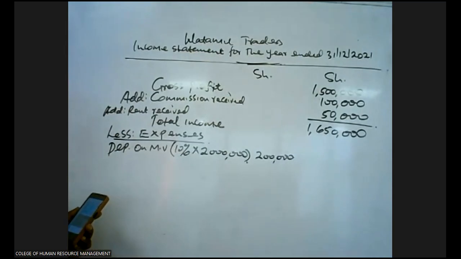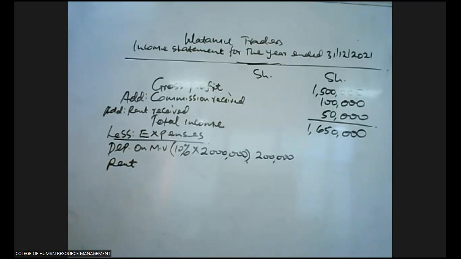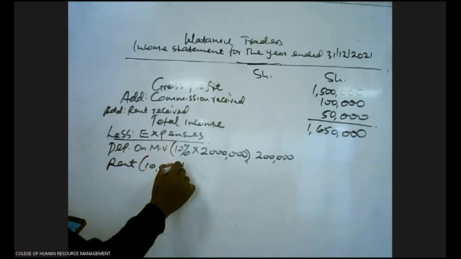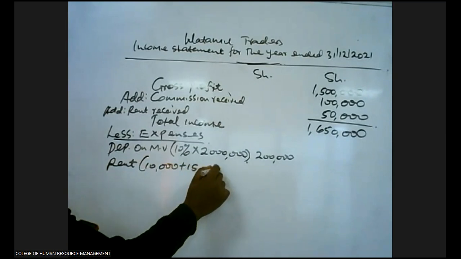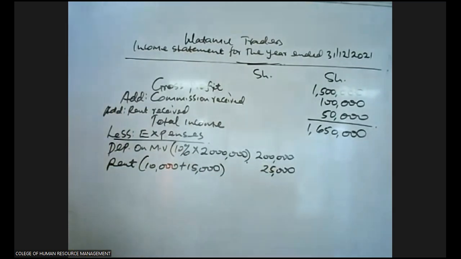The other expense is rent. I'm still handling the additional information so that I can adjust whatever we have. Rent outstanding is 15,000. So you go to the trial balance. How much was the rent that was paid? We paid 10,000, and 15,000 is outstanding. So the total rent payable that year was 25,000. That is the rent expense for the year.